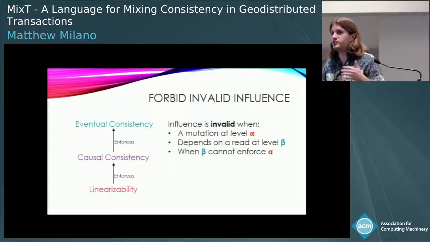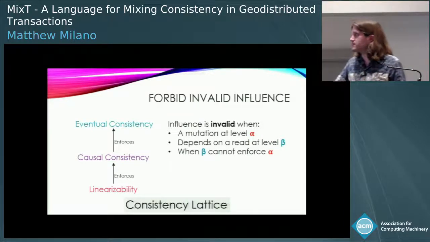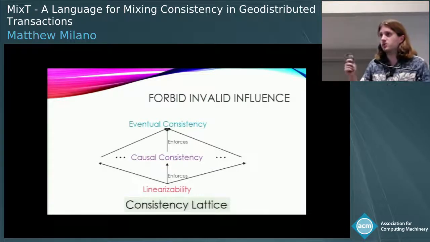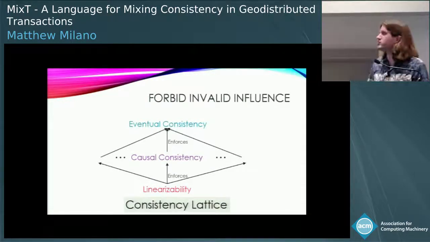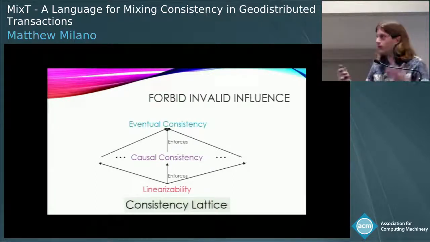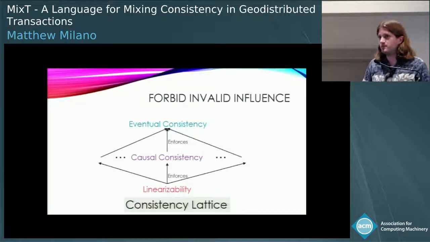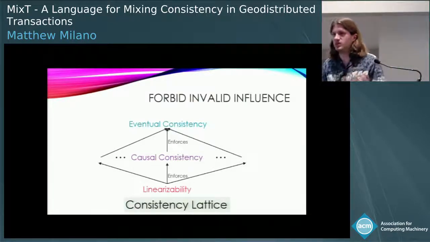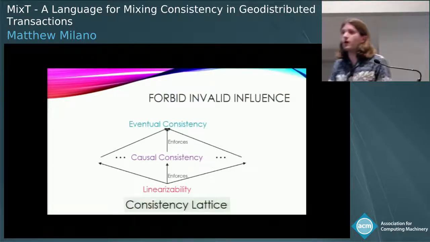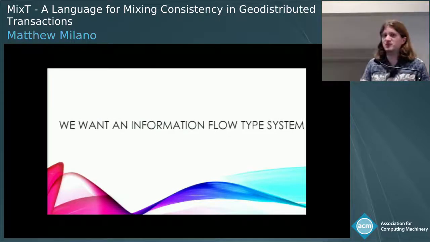In general, we can actually build a lattice of consistency models. This might seem a little daunting, but it's actually been done. A couple of years ago at this conference, a paper with the consistency lattice was presented. So we have our consistency lattice, and we've associated data with individual consistency levels. Using these two pieces of information, we can implement an information flow type system. And we have.